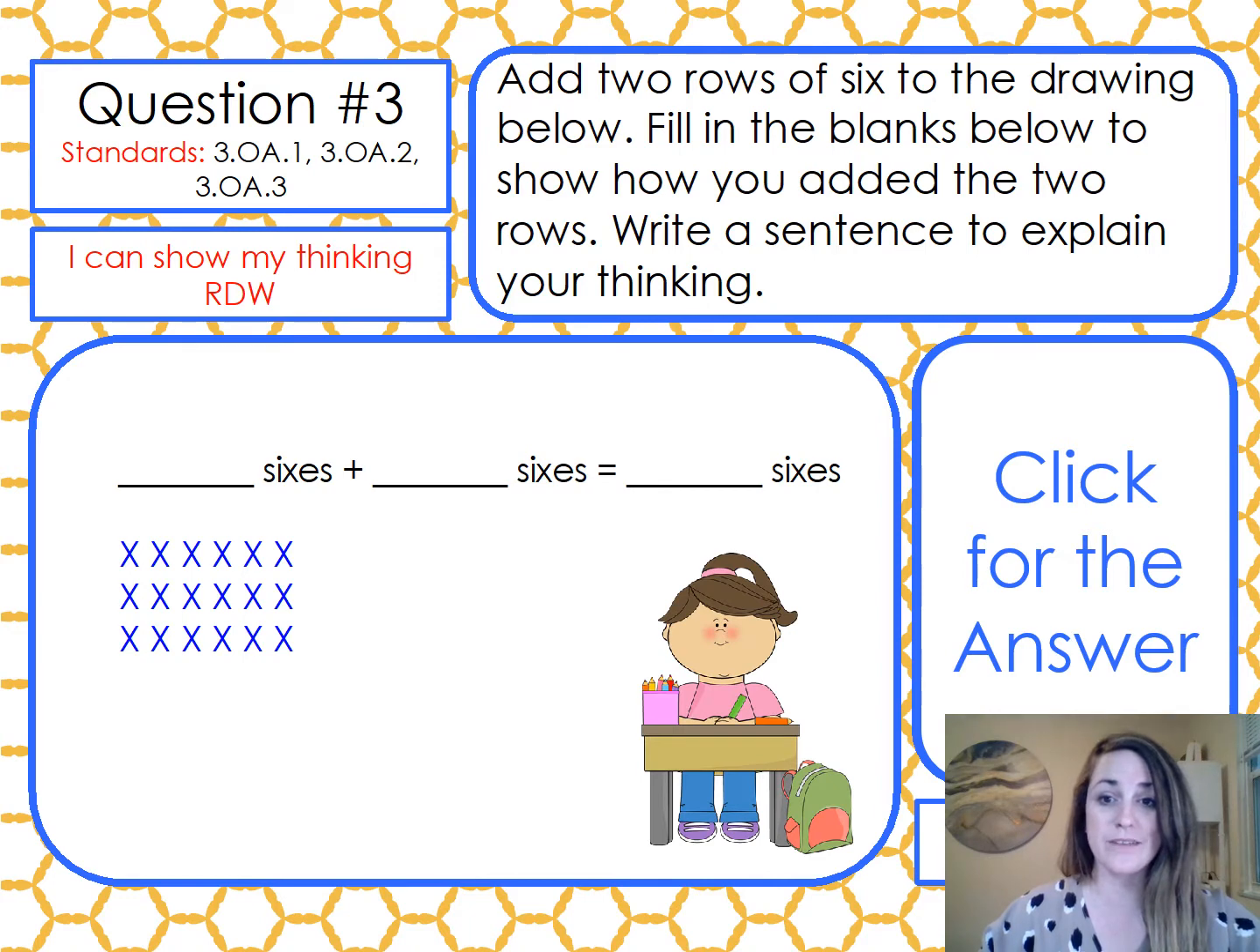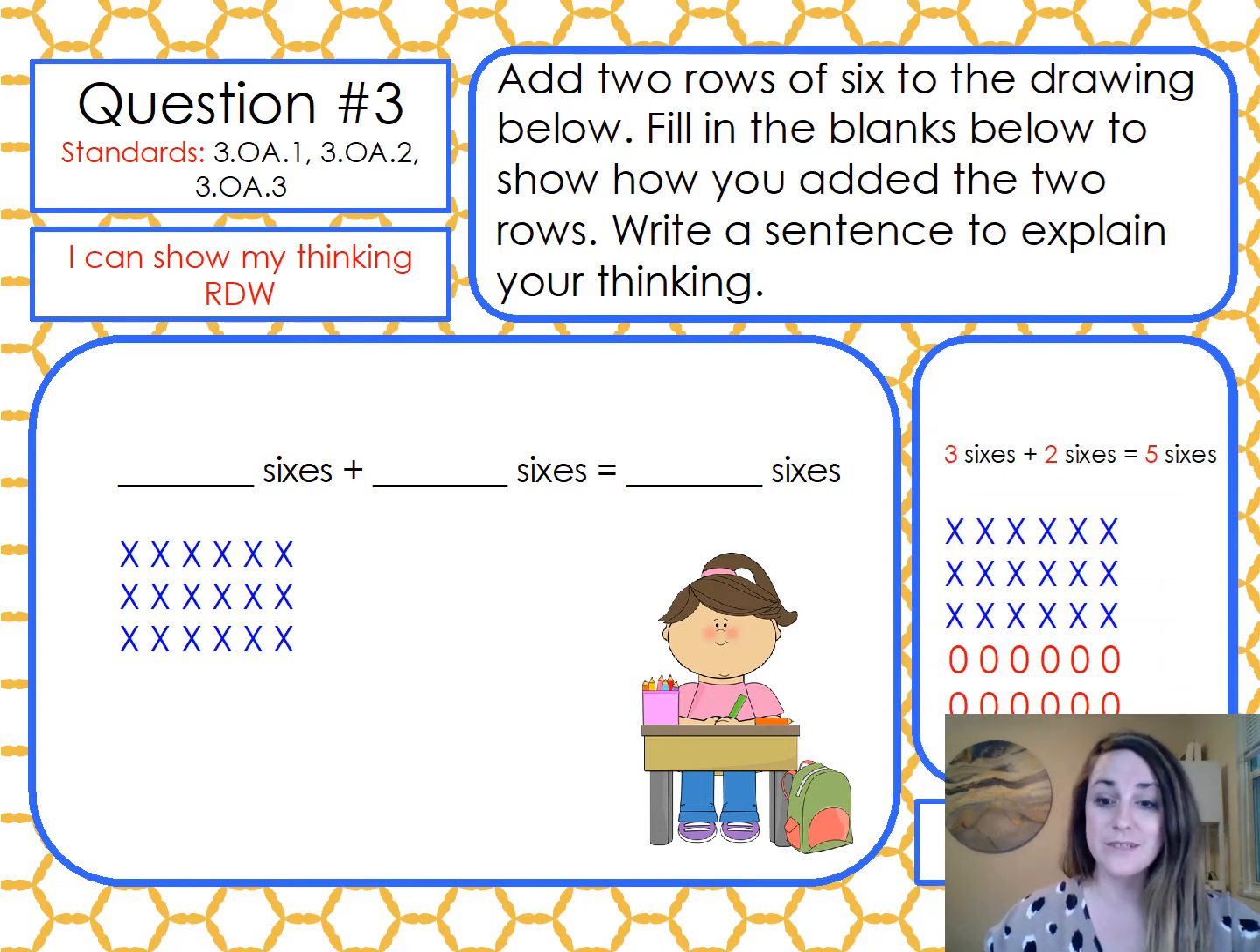Add 2 rows of 6 to the drawing below. Fill in the blanks below to show how you added the 2 rows. Write a sentence to explain your thinking. 3 6s plus 2 6s equals 5 6s. We see 3 6s when we look at the X's. We see 2 6s when we look at the circles. But when we look at all the 6s together, we have 5 6s.